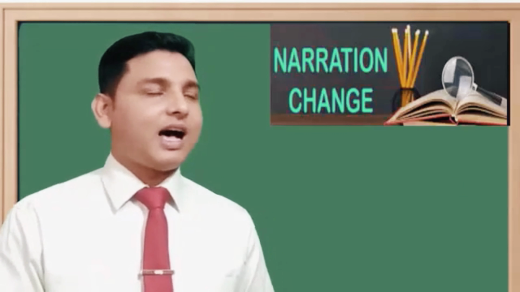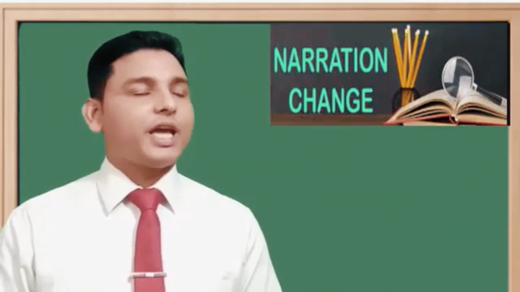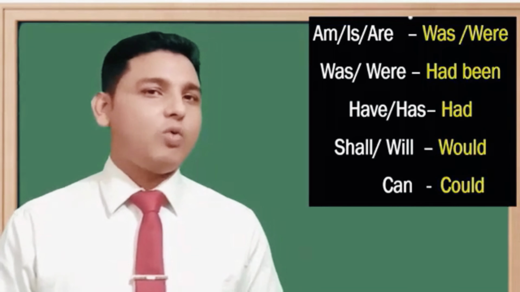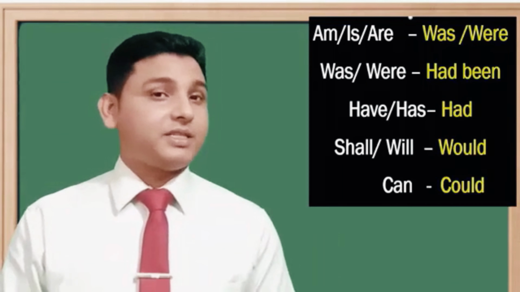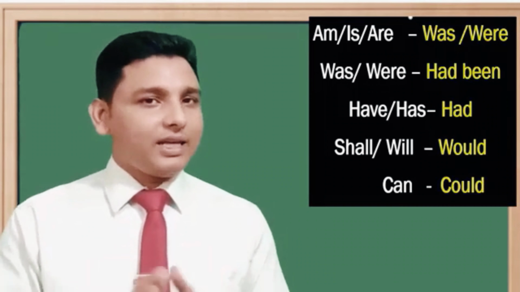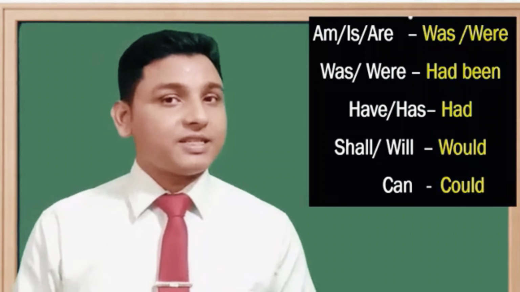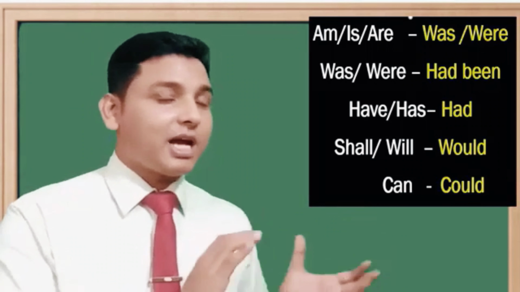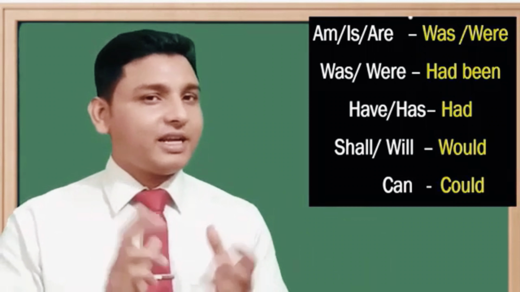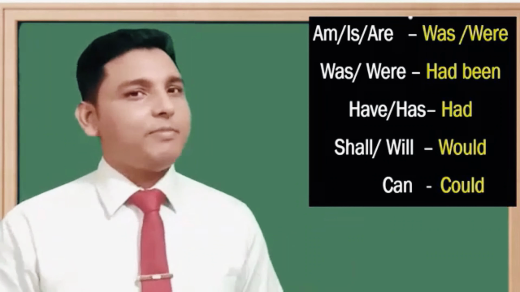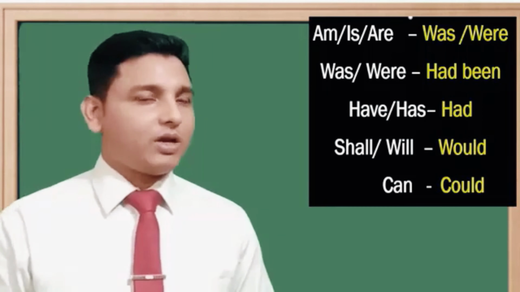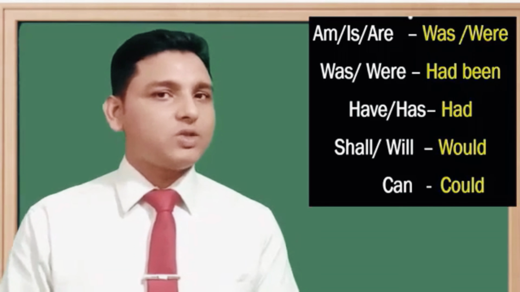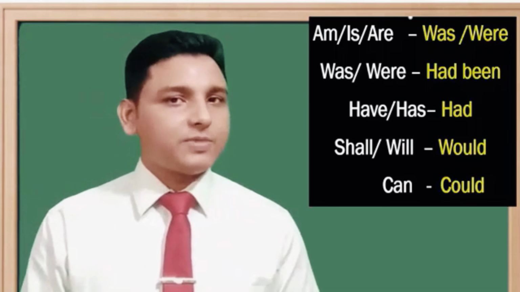Okay, now let's see the other rules of changing narration. Here I will show you some shortcut ways to change a direct speech into indirect speech. I am not showing you the rules of tenses. I am showing you some auxiliary verbs. Whenever you find these types of verbs in direct speech, you will directly change them as I am showing you. See the first one: whenever you find am, is, are in reported speech, they will be changed into was or were according to the subjects.